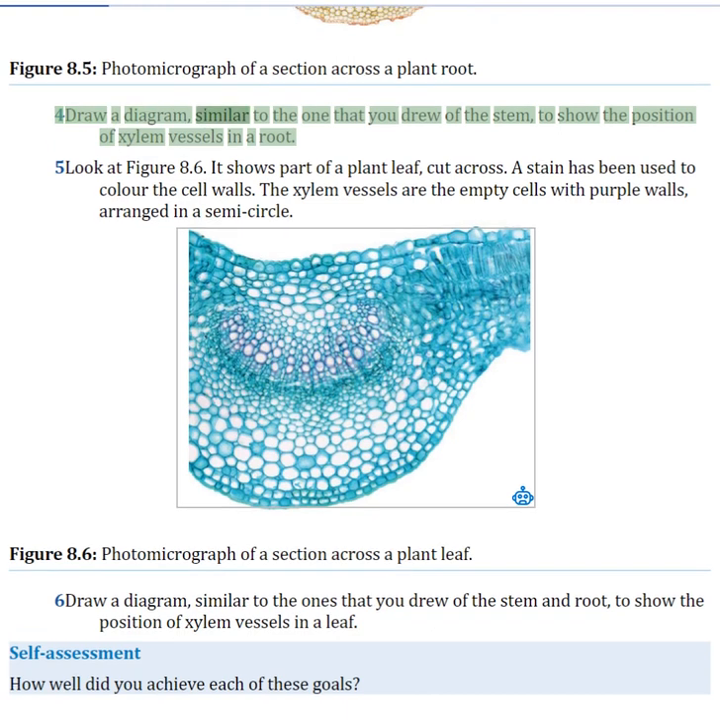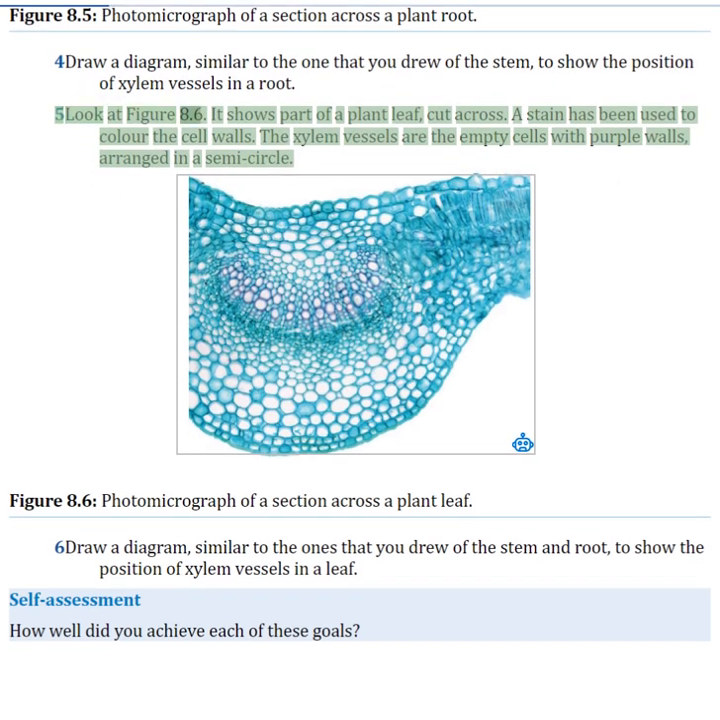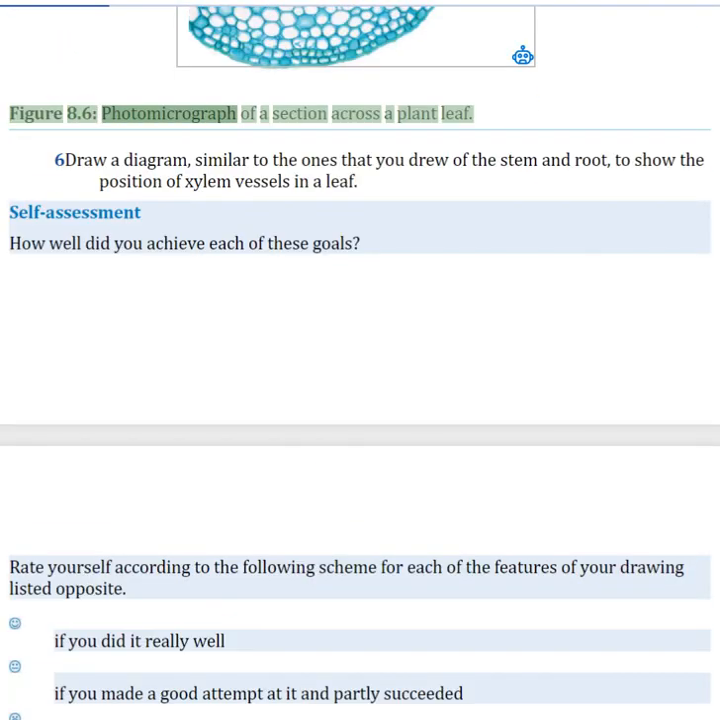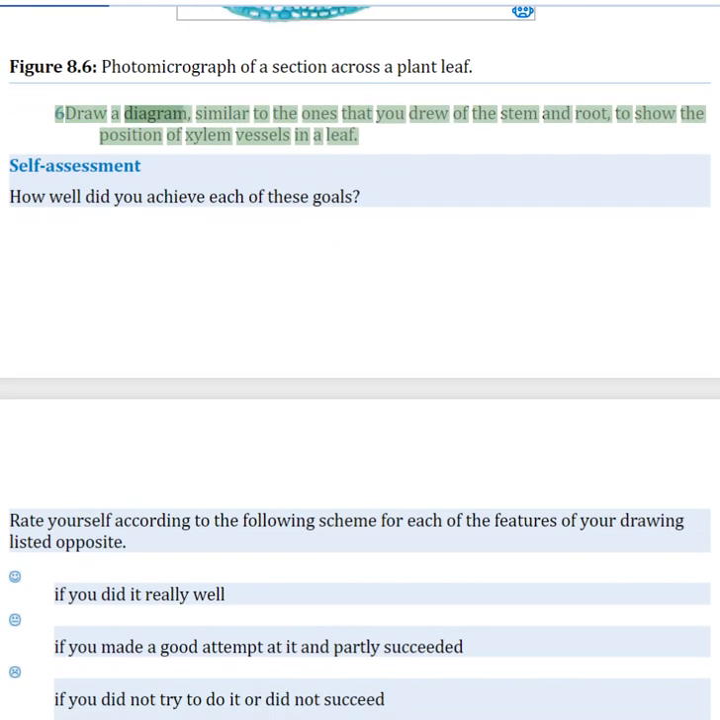4. Draw a diagram, similar to the one that you drew of the stem, to show the position of xylem vessels in a root. 5. Look at Figure 8.6. It shows part of a plant leaf, cut across. A stain has been used to color the cell walls. The xylem vessels are the empty cells with purple walls, arranged in a semicircle. Figure 8.6, Photomicrograph of a section across a plant leaf. 6. Draw a diagram, similar to the ones that you drew of the stem and root, to show the position of xylem vessels in a leaf.